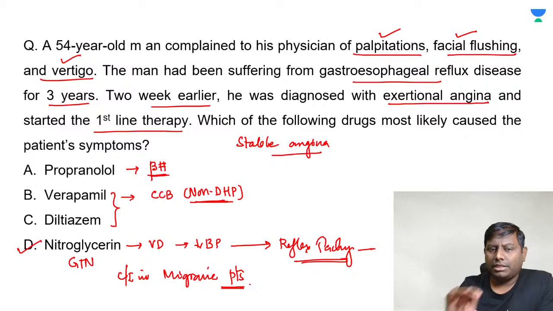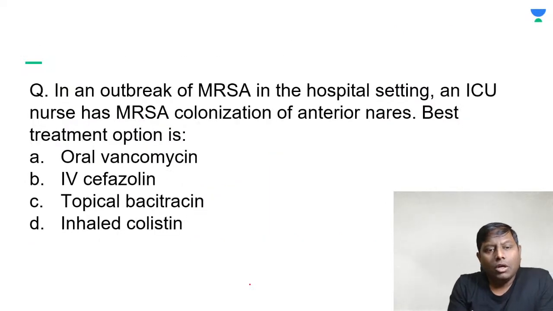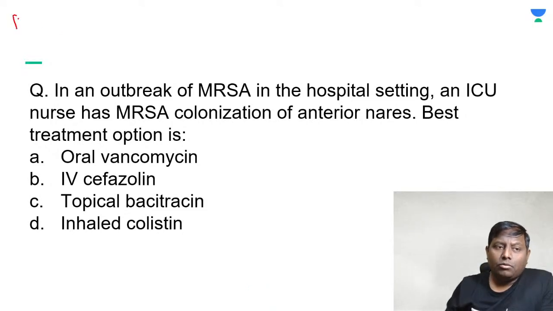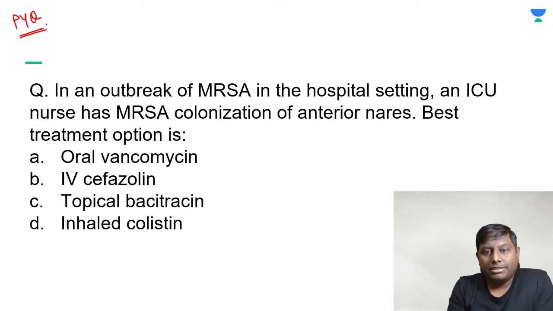Let me give you the next case. I'll be giving you short and sweet explanations so that we can do more questions. This is actually a PYQ, a clinical based scenario, but a PYQ. In an outbreak of MRSA in the hospital setting, an ICU nurse has MRSA colonization of anterior nares. Best treatment option is, go ahead, give me the answer, guys. Oral vancomycin, IV cefazolin, topical bacitracin, inhaled colistin.